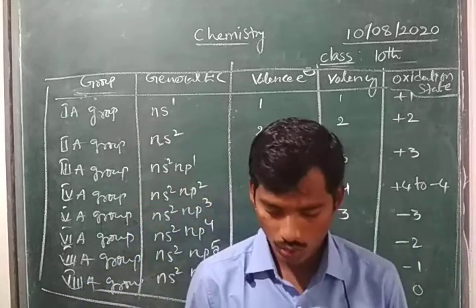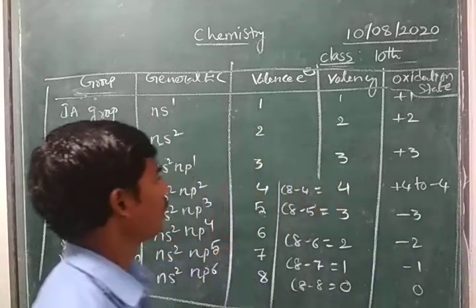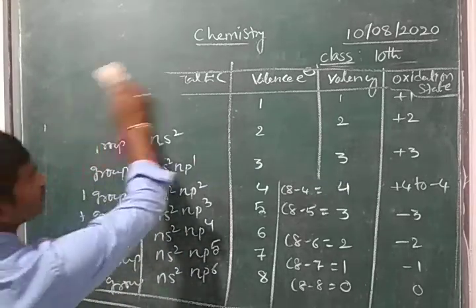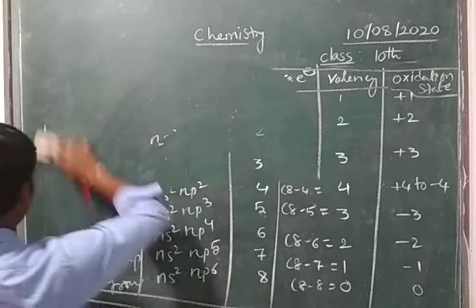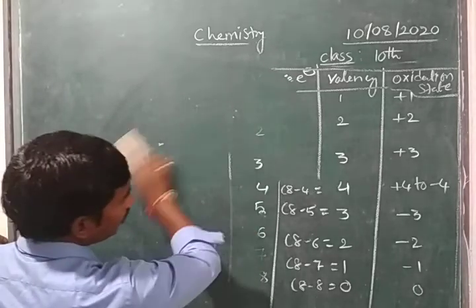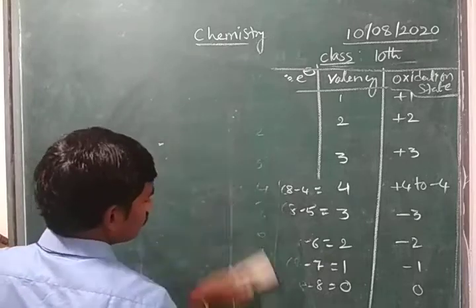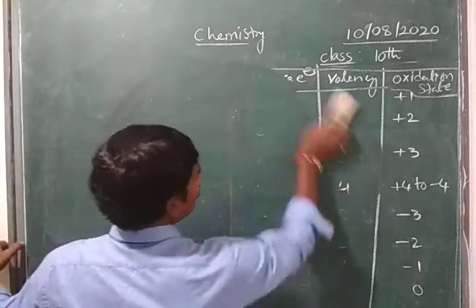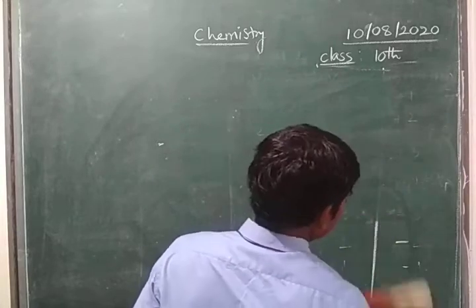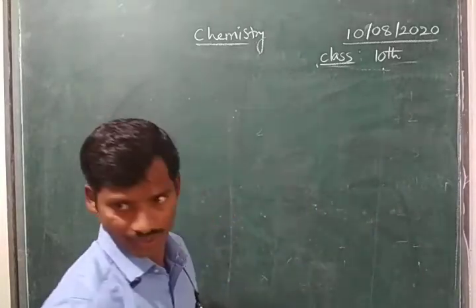Right children? So now coming to the general electronic configurations for S block elements, P block elements, D block elements and F block elements. Right children? So here general electronic configuration for S block elements.